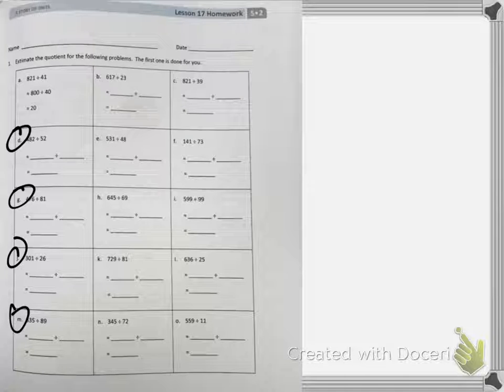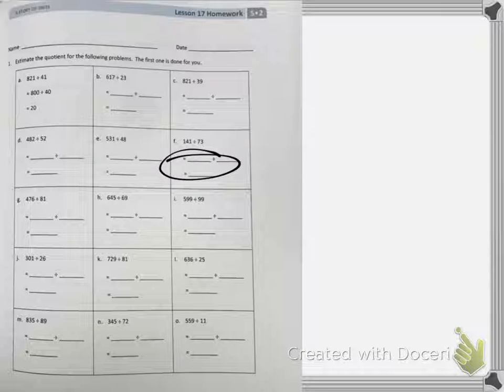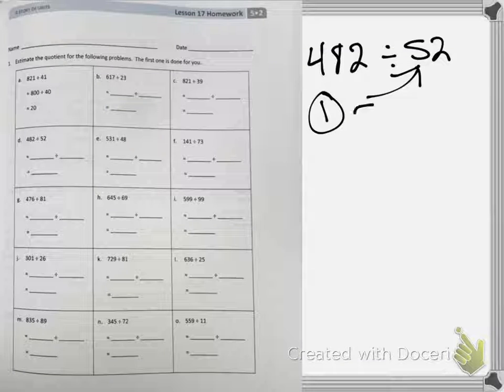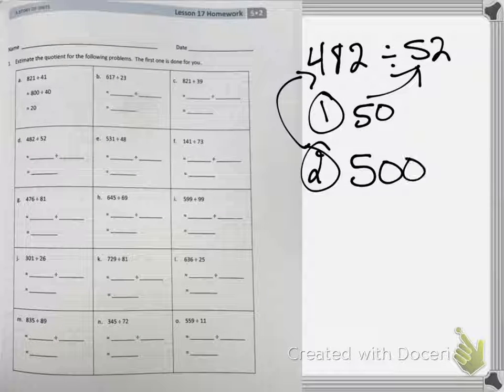So let's look over these problems right here. So I'm going to write these out to the side. Now for every single question, it does go ahead and label how they want them to write it out. So 482 divided by 52. First step, look at the divisor. 52 will round to 50. Second step, look at the dividend. I can round that to 500. Right? Yep. And third step, do our division.